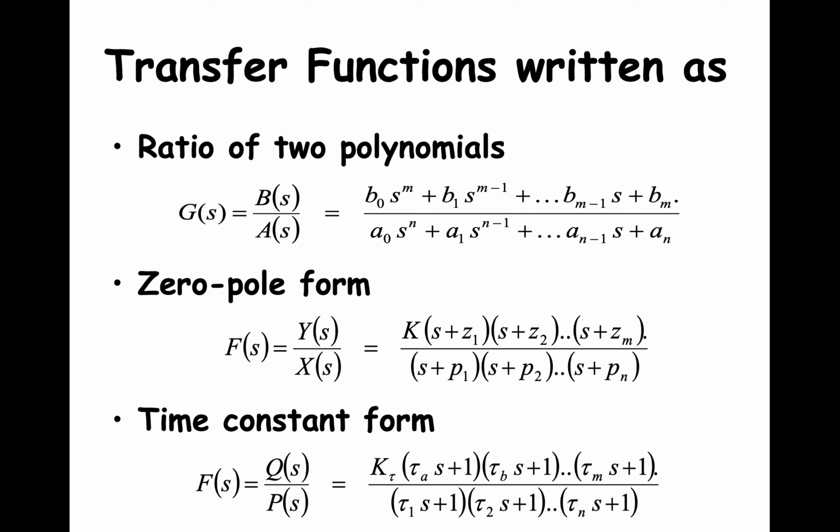Tau a is equal to 1 over z1. Tau b is equal to 1 over z2. And tau 1 equals 1 over p1, and on and on. The k-tau term in the time constant form of the transfer function is the steady-state gain for the time constant form of the transfer function. At different points in this course, we will find it convenient to write the transfer functions in different forms. For now, just learn the terminology and the limitations.